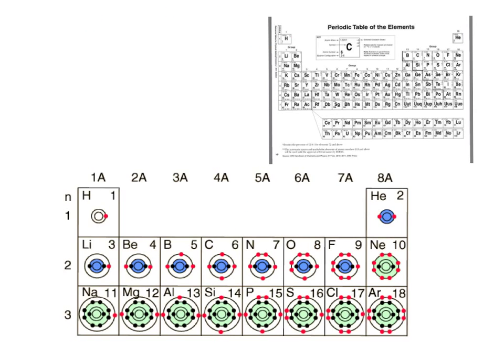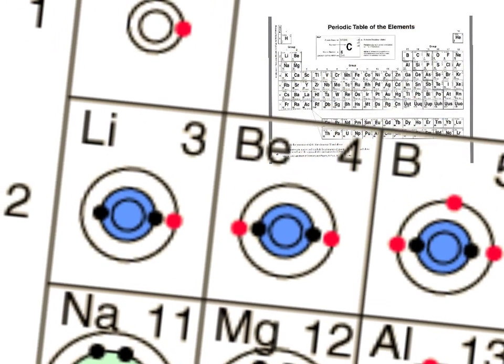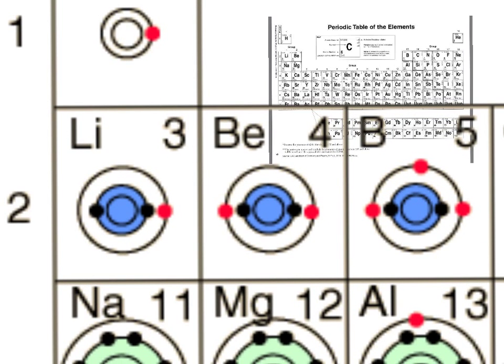Okay, here we have a periodic table that has been drawn as Bohr diagrams for us to see. I want you to take your periodic tables out, and I want you to look at the electron configurations for lithium. Lithium's electron configuration is 2-1, and you can see right here that you have 2 electrons in the first energy level and 1 electron in the second energy level. If you take a look at beryllium, the electron configuration reads 2-2, and you can have 2 electrons in the first energy level and 2 electrons in the second energy level.